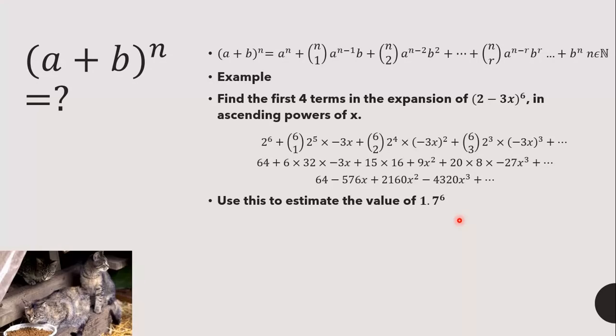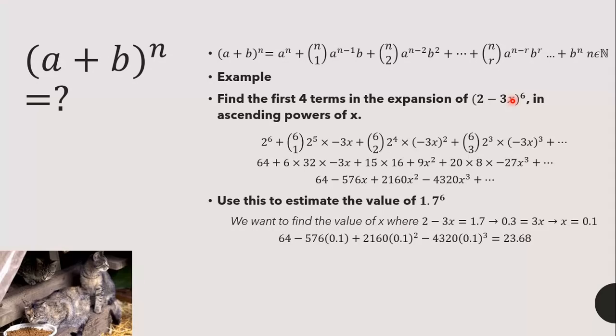Now it's going to ask us to use this to estimate the value of 1.7^6. Well, we have the to the 6 bit, and we want this bit to equal 1.7. So we want to find the value of x where 2 - 3x equals 1.7. We can rearrange, and you find out that x equals 0.1. So we're going to put 0.1 in where we had x in our expansion, and then if you work all that out, you get 23.68. So 1.7^6 is roughly equal to 23.68.